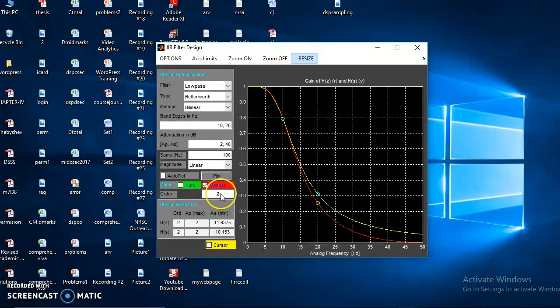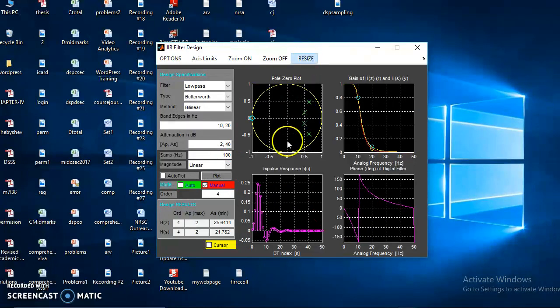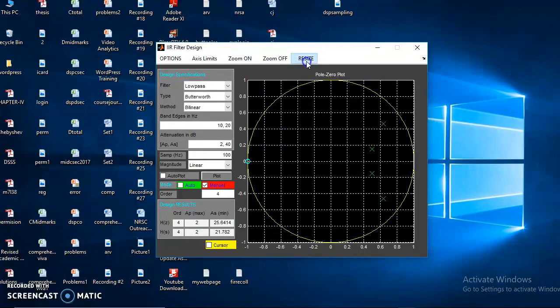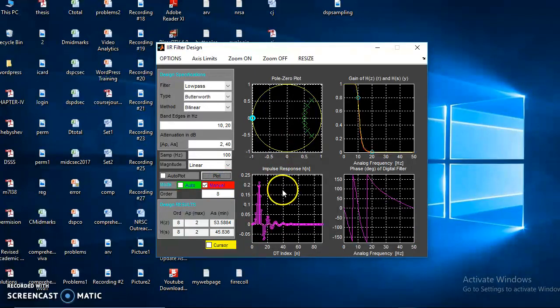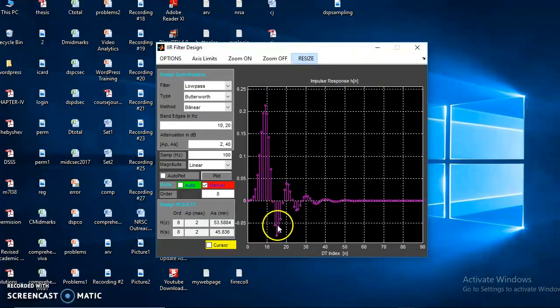Now as you increase the order of the filter, say from 2 to 4, you're going to get a filter with a sharper cutoff. However, this comes at a cost because the complexity of computation increases. Now you can make it 8, and the moment you go back to h of n, you can get the filter coefficients here.